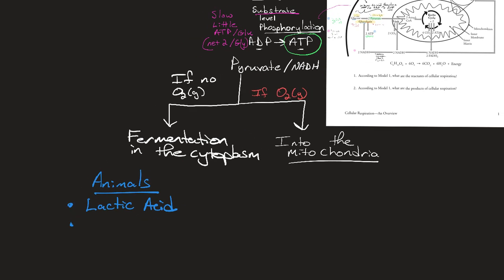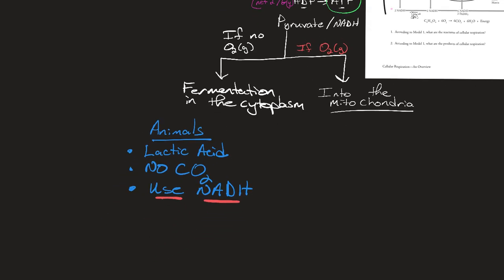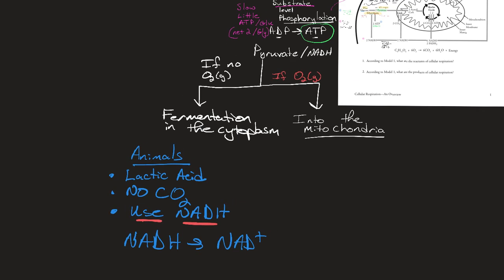No CO2 is made. But we do use those high energy electrons. We use the NADH. So NADH gets turned into NAD plus. And we make lactic acid. Now, this is an acid. If it builds up too much, it hurts you.